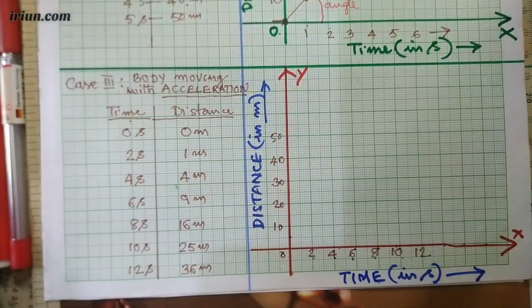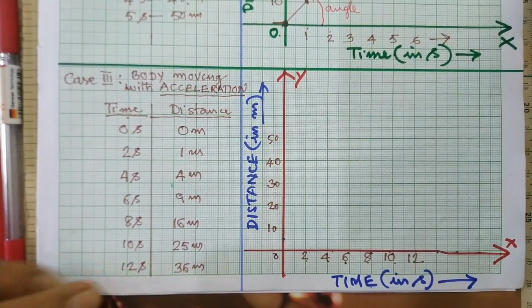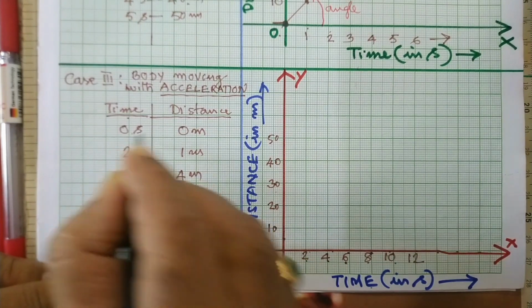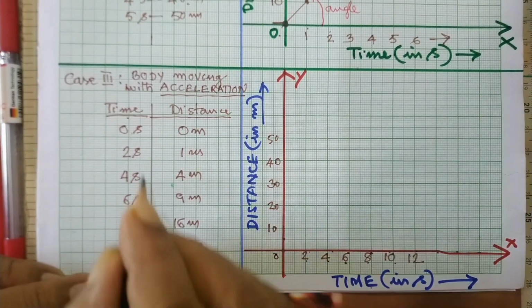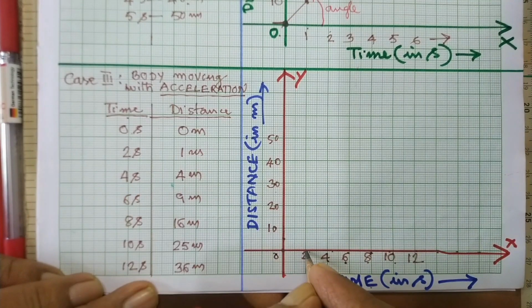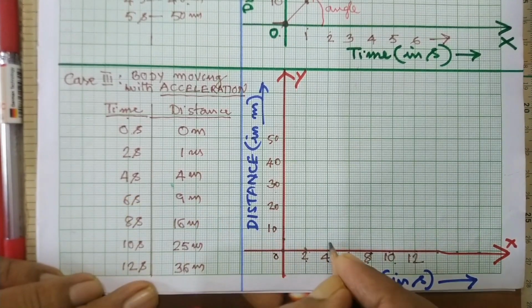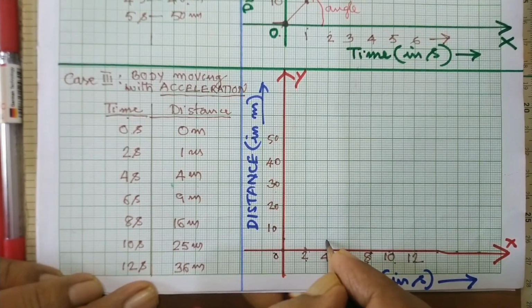Now let me take up using the pencil first so that you can understand it carefully. First, 0 second 0 meter. 0 second 0 meter is here only it will come. Then after 2 seconds, 1 meter. This is the 2 second 1 meter, which means exactly 1 millimeter it will come. 1 millimeter line is there here. See the pencil point here. 4 seconds 4 meter means 4 millimeter point will come here.